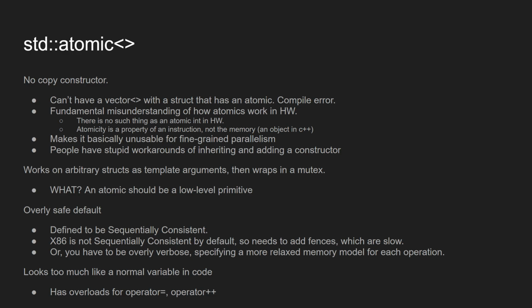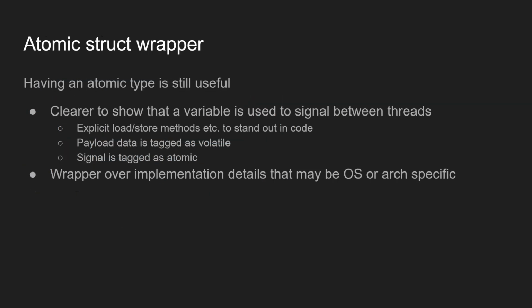My final complaint is more of a stylistic one than an actual technical complaint. I don't like that atomics behave so similarly to normal variables. There's nothing really to distinguish them because there are operator overloads of equals and plus plus, for example, to do an assignment or an increment. The thing is that when I'm doing operations on an atomic, I need to think about those, and those should stand out in the code because that's going to be a communication overhead, and atomics are going to be an order of magnitude slower than any other memory access.